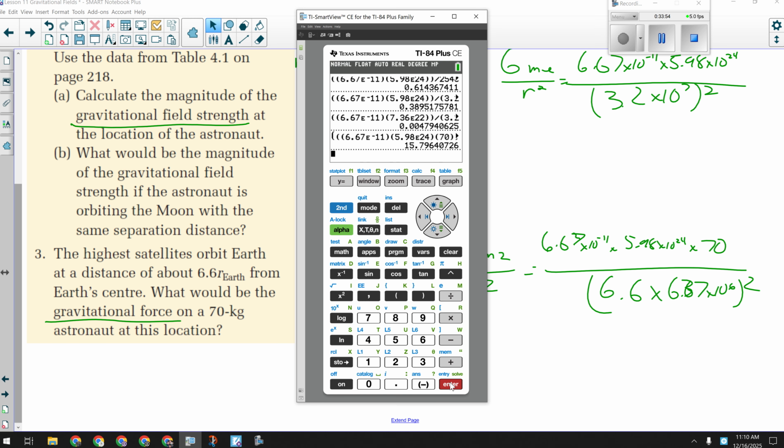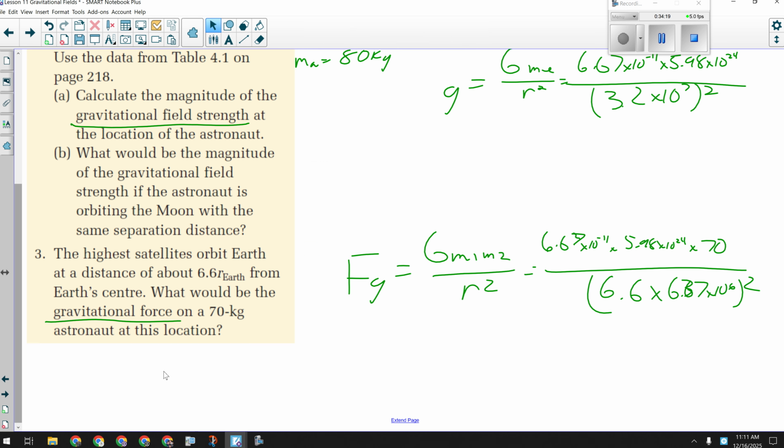So the lesson to get out of that one: read the question carefully. Make sure that you're giving it what it asks for. Gravitational field strength and gravitational force questions will often give you exactly the same information. Sometimes you'll need it all and sometimes you won't. In the first question we didn't need the mass of the astronaut. This question, we did. Questions on that?